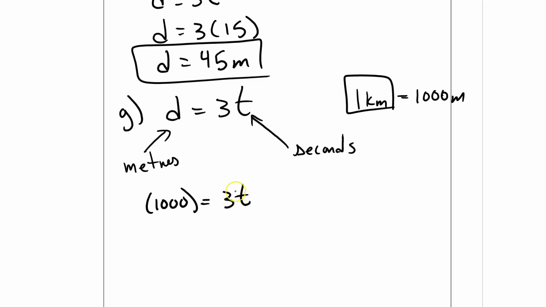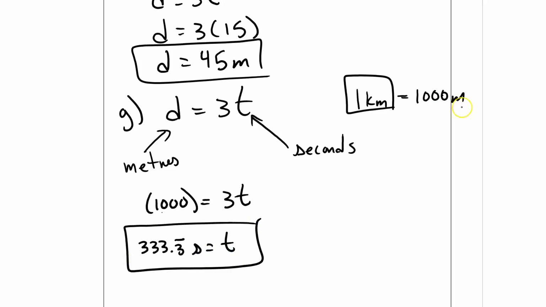So what we want to do here is isolate that time variable. We want to isolate the T, and the way that we do that is we divide both sides by 3. When I divide 1,000 by 3, I get 333.3 repeating seconds. So to go 1,000 meters, or 1 kilometer, it will take 333.3 repeating seconds.